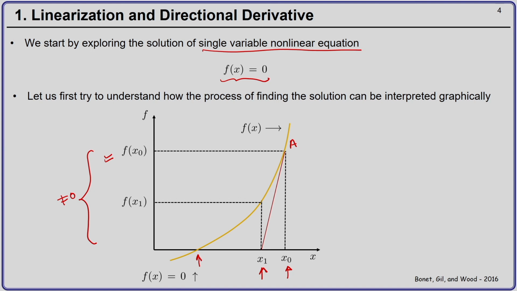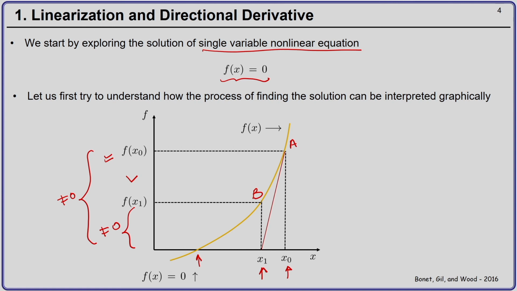Now, we notice that although the value of the function is still not 0, this value of the function f of x 1 is less than f of x 0, which means our new approximation of the solution x 1 has reduced the value of the function. So, we are approaching in the correct direction. Since we have still not reached 0, what do we do? We follow the previous procedure at, say, this point B.